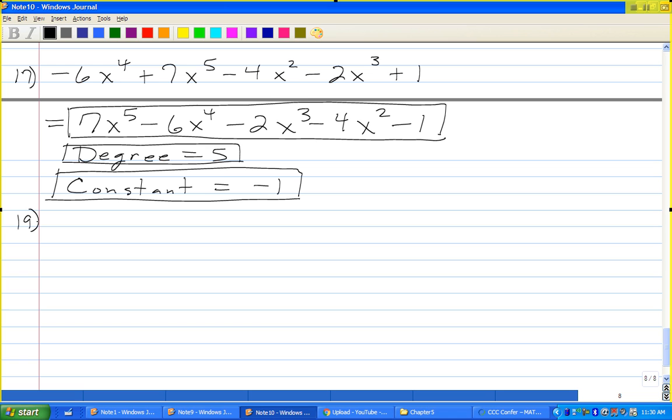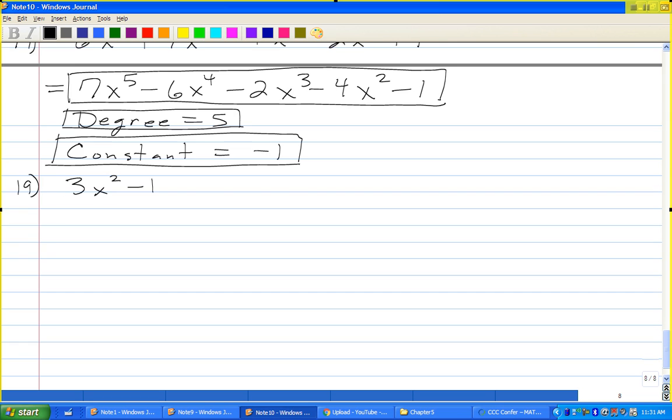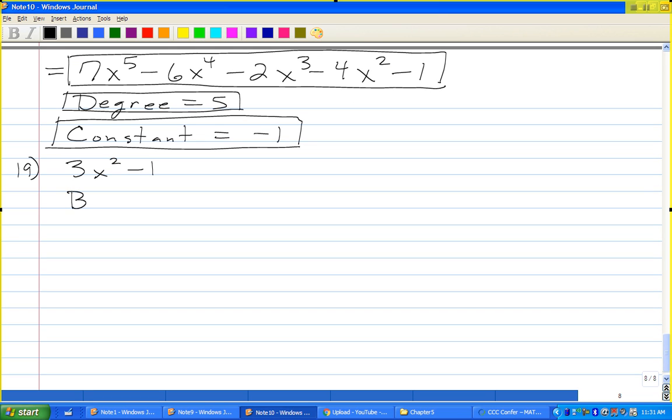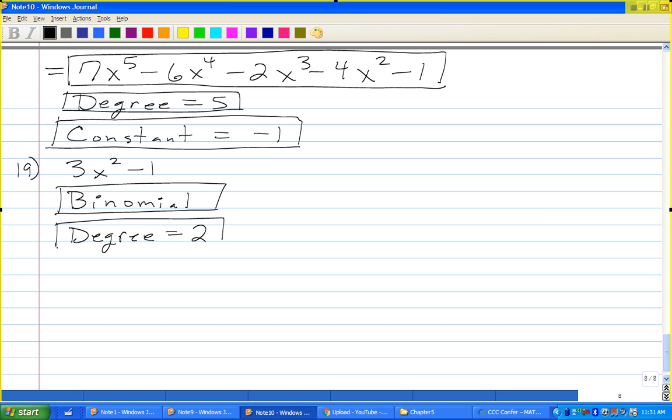19. 3x squared minus 1. In exercises 19 through 30, identify which is a monomial, binomial, trinomial, or another type of polynomial. What is the degree of the polynomial? Okay, so in this case, there are two terms. So this is a binomial. And the degree of this polynomial is 2. So it's quadratic.